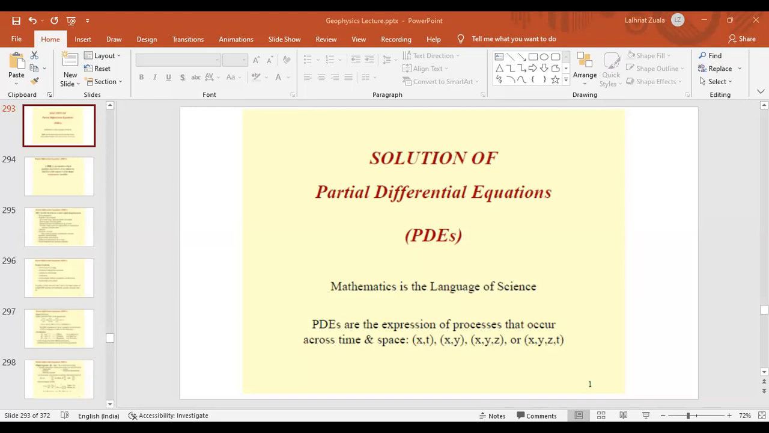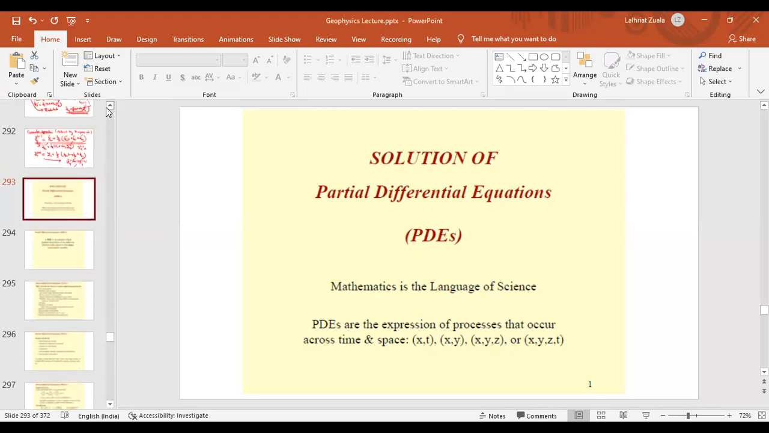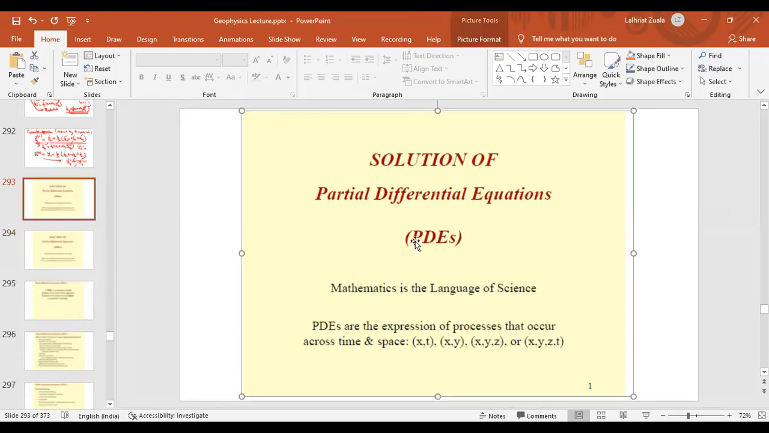So today we will study this brief introduction of partial differential equations and how to solve these partial differential equations. We will do it in the next class.